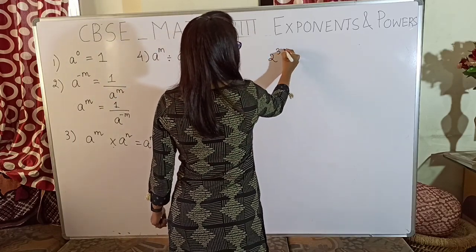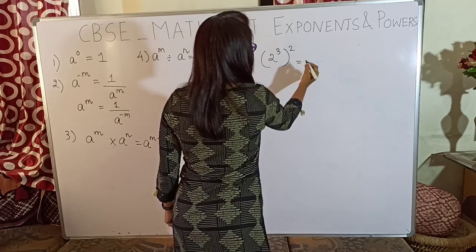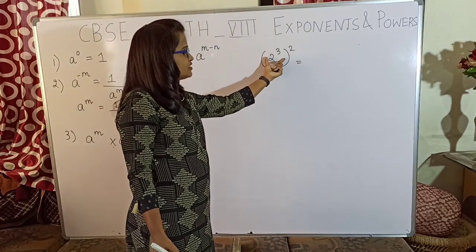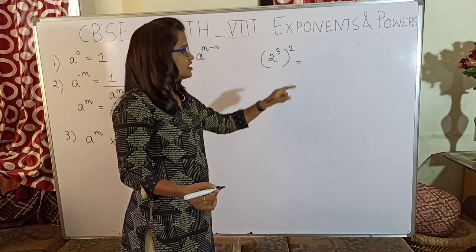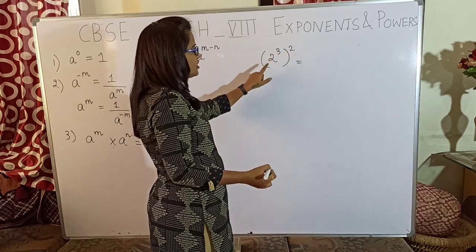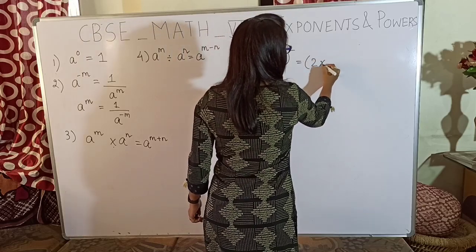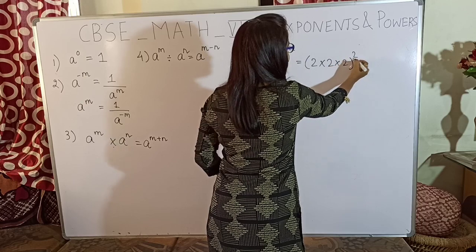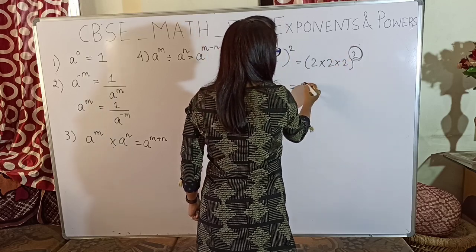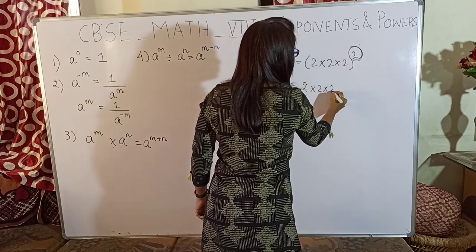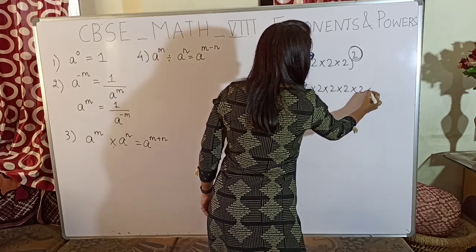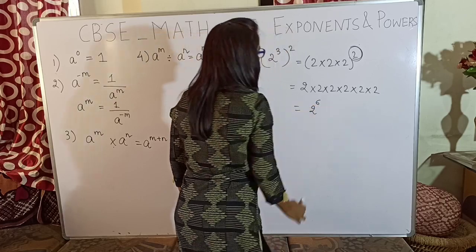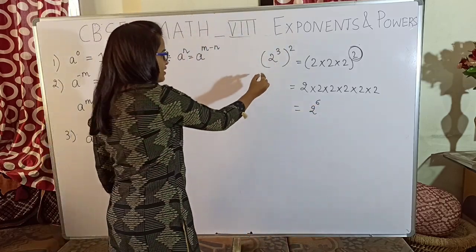2 raised to 3 raised to 2. How could I write this? It means 2 raised to 3 has been multiplied with itself how many times? 2 times. 2 raised to 3 could be written as 2 into 2 into 2, raised to 2. This whole bracket has to be written how many times? 2 times. Write it. 2 into 2 into 2 into 2 into 2 into 2. How many times? 6 times. So in exponential form it will be 2 raised to 6.